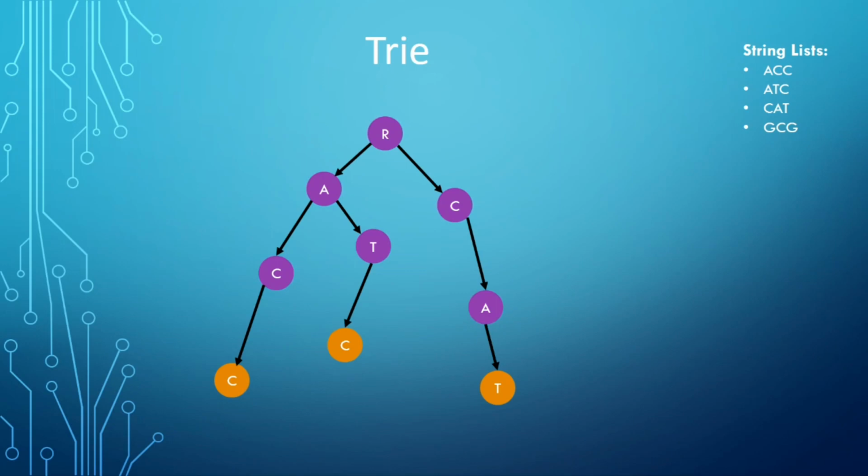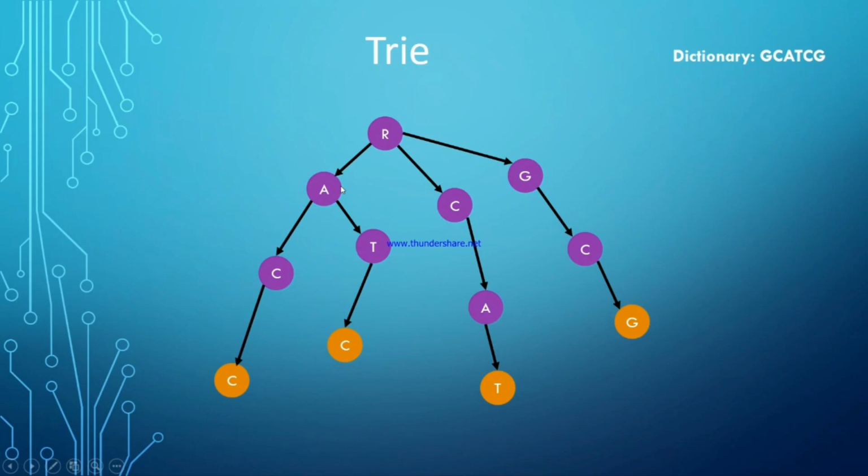Now we will work on the fourth string which is GCG. R will search, do I have any state named G? No. We make a state named G. And G will search, do I have a state named C? No. As G is our current node, G has no child, so we make a state C. And C will search, do I have any state named G? No, C has no child, so we make a state named G. By making G, our tree is done.